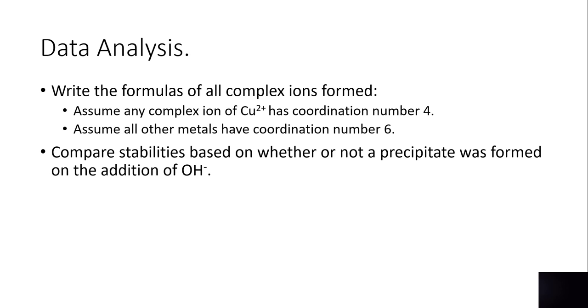And then to decide on the stabilities of various complex ions, what you want to look at is whether or not you formed a precipitate with the hydroxide ion. If you formed a precipitate with the hydroxide ion, what that means is that that complex ion is less stable than the hydroxide precipitate. Whereas if another complex ion did not form that precipitate, it is more stable than the precipitate, and therefore more stable than the one that did form the precipitate when the hydroxide was added. So you'll be doing that comparison between various complex ions and whether or not a precipitate forms in order to make that decision.